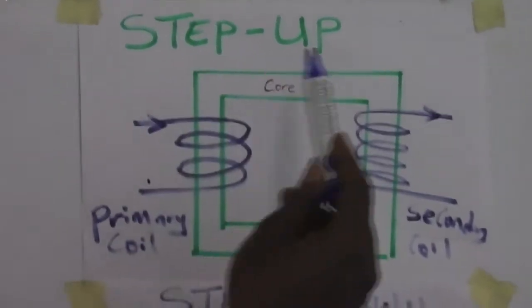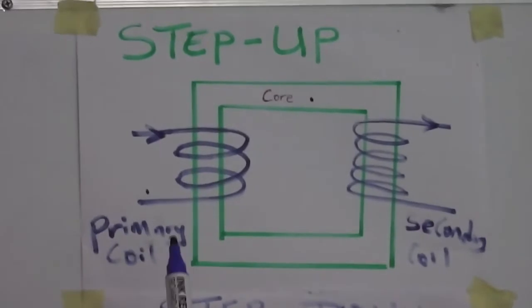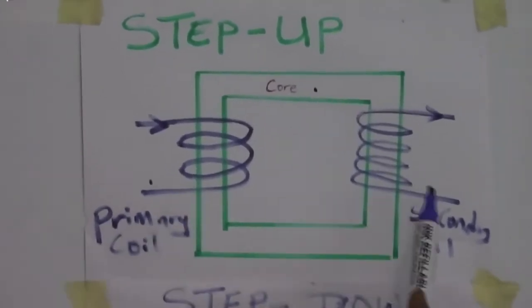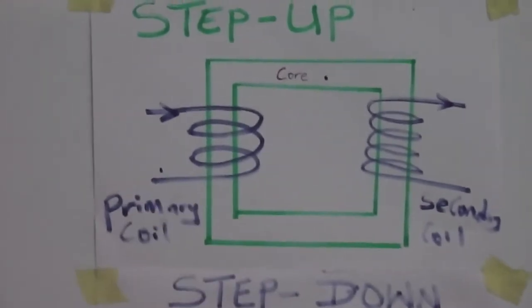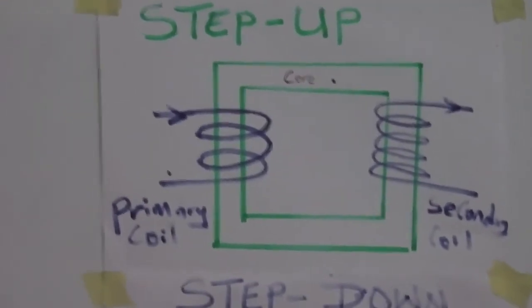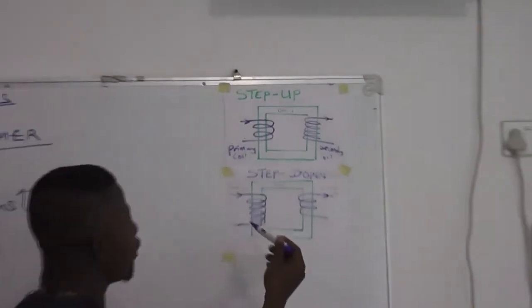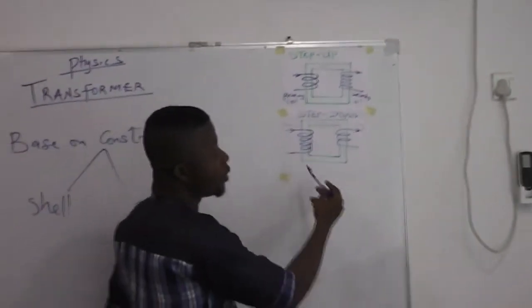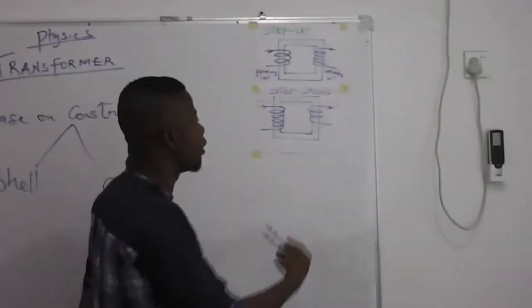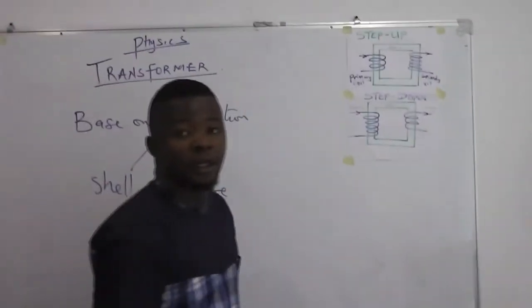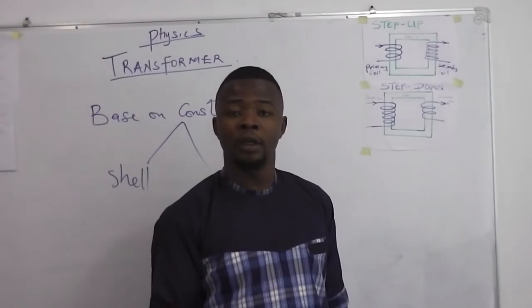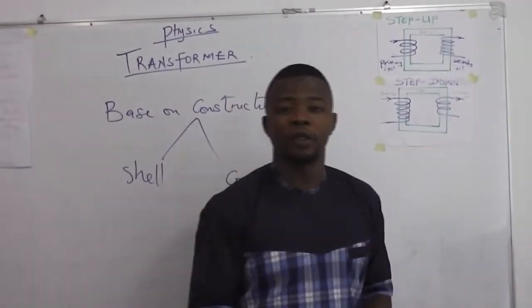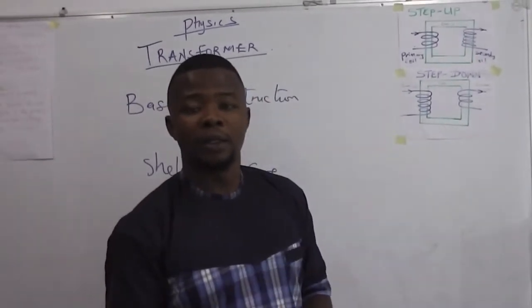Now, in a step-up transformer, the number of coils in the secondary is greater than the number of coils in the primary. For the step-down transformer, the number of coils in the primary is greater than the number of coils in the secondary. That means the higher the number of turns or coils, the higher the voltage and the lower the current.